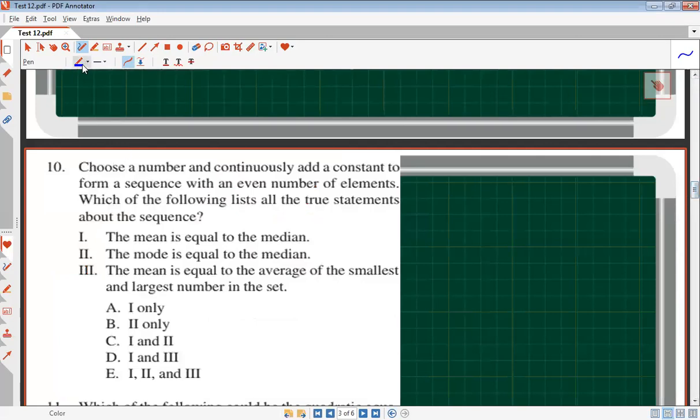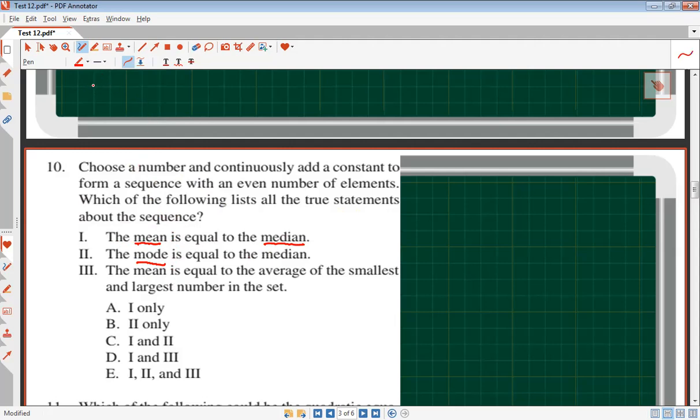Choose a number and continuously add a constant to form a sequence with a number of elements. Which of the following list all the true statements about a sequence? Here we can see some keywords: mean, median, mode, and the best way to solve this question is to choose a particular sequence of numbers.